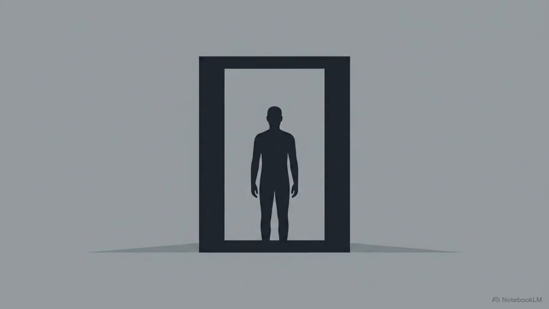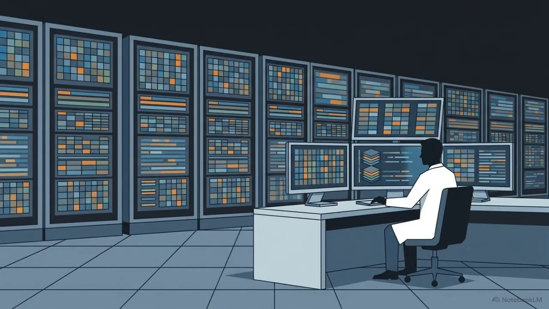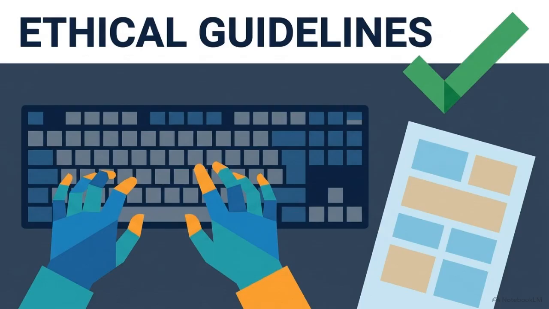Ultimately, artificial intelligence functions as a mirror. Our technological future depends directly on the quality of the data we collect, and it will only be as ethical and fair as the information we choose to feed it.